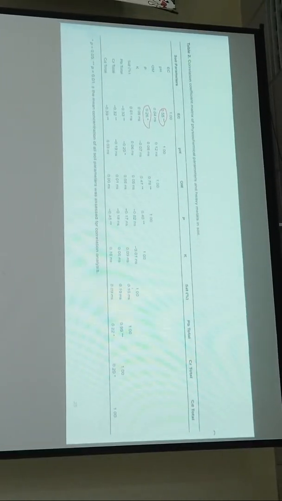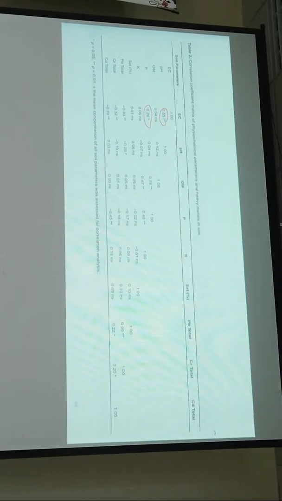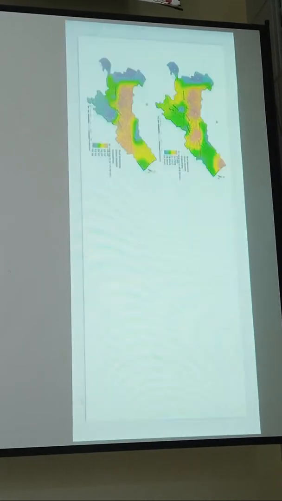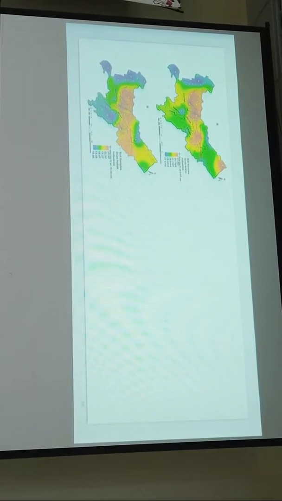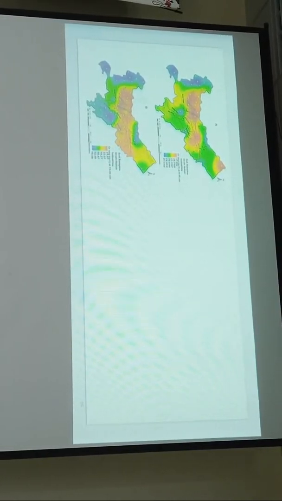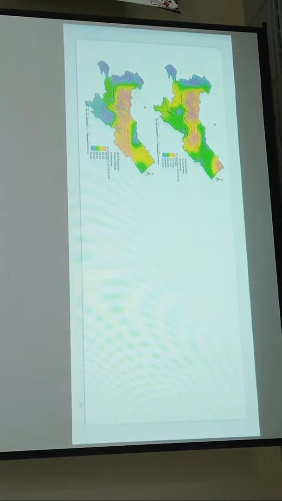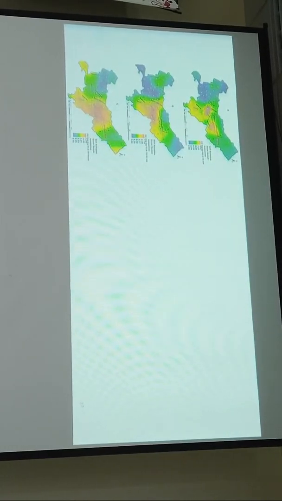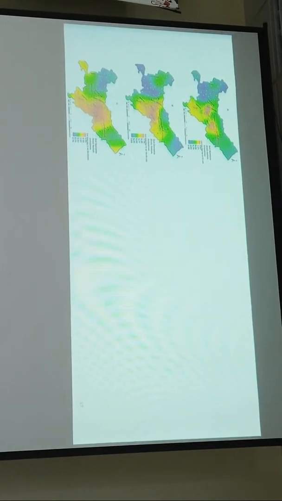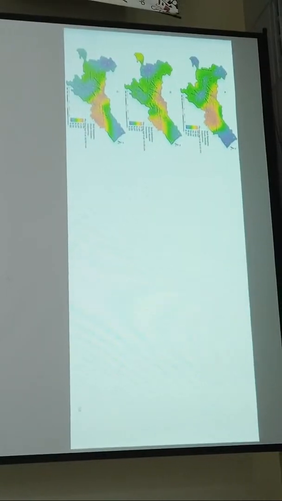Similarly, the correlation coefficient matrix for physical-chemical properties. These are the maps for different horizons, the surface and subsurface, for the heavy metals. Same thing for the cadmium and the lead.